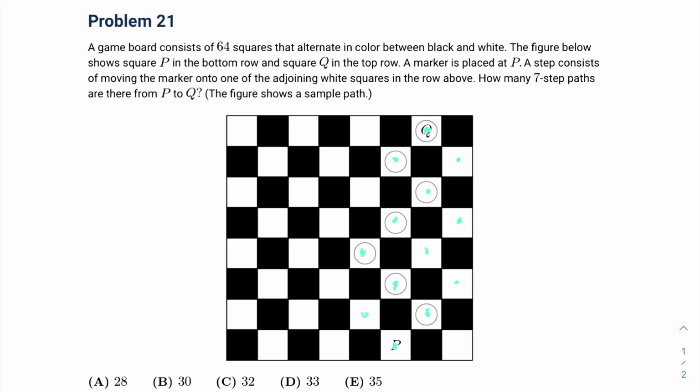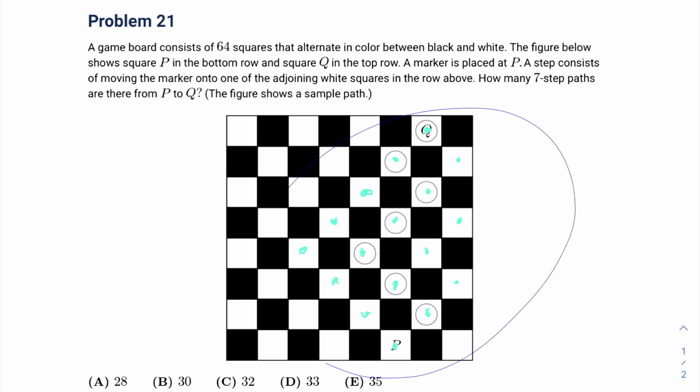We can also move to this square, this square, this square, but we cannot move to this square because if we do, we would have no way to get to Q. Then we can move to this square. Again, we cannot go to this square because then there'd be no path to Q. And finally, we can go to this square.